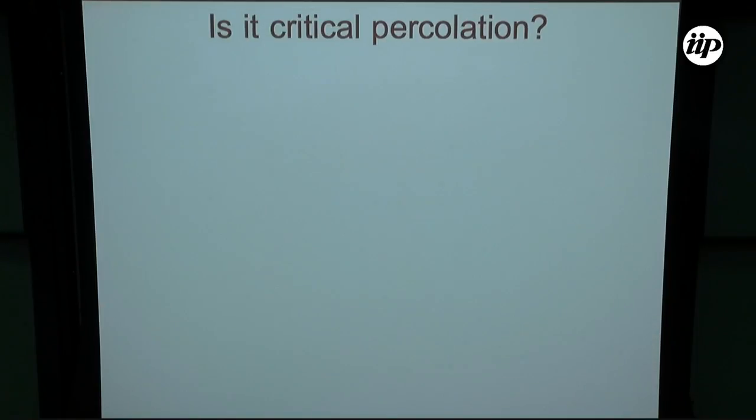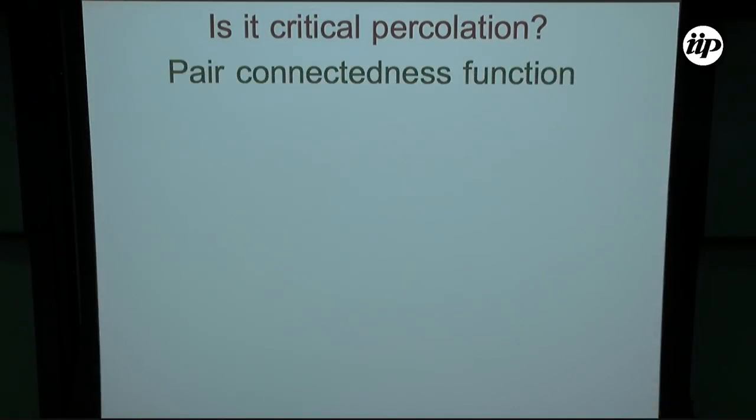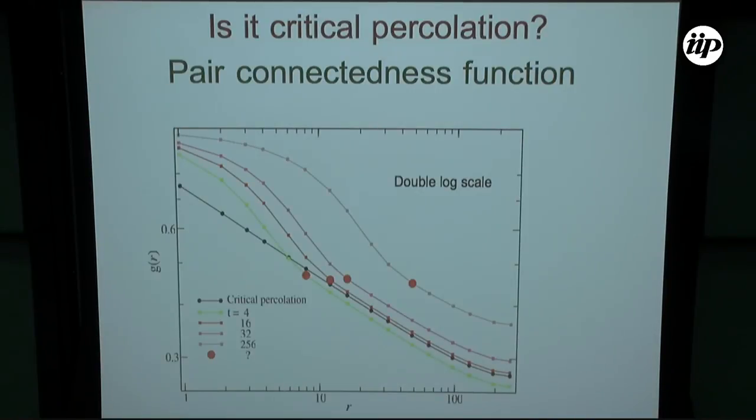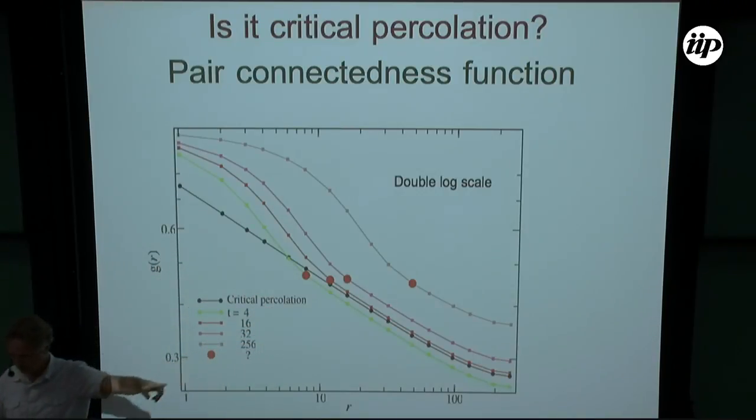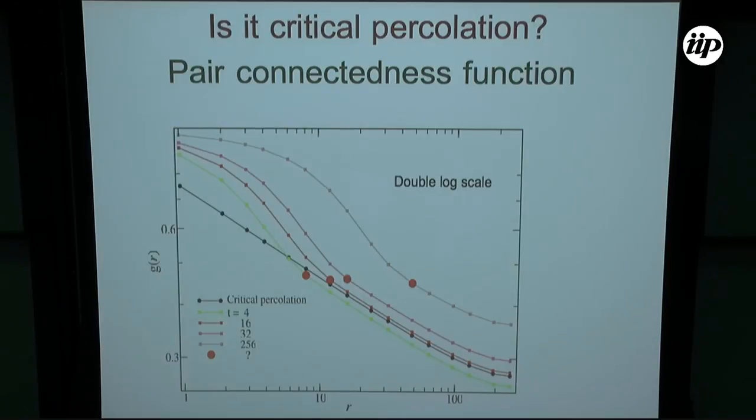But okay, if you're not convinced, we can look at something else. For instance, the pair connectedness functions. This is the pair connectedness function during coarsening. So first of all, the black one is the picture I showed you before, which is for percolation. And the colored ones are the pair connectedness functions measured during coarsening at different times. Times, you see, are here. So this is an early time, and then the red, and the violet, and so on.